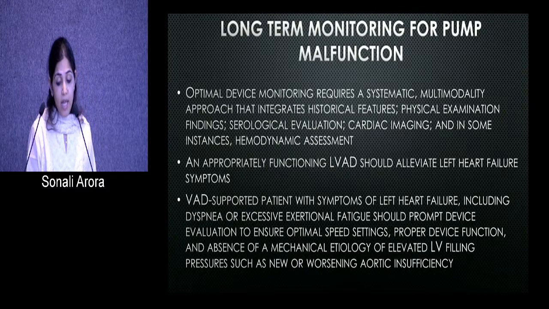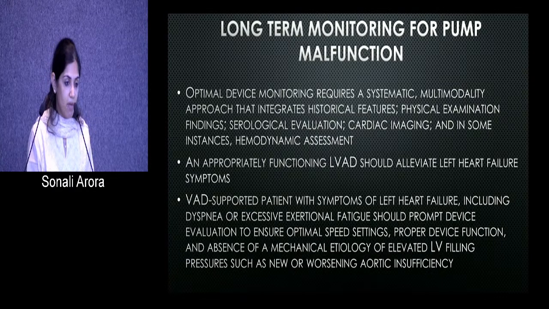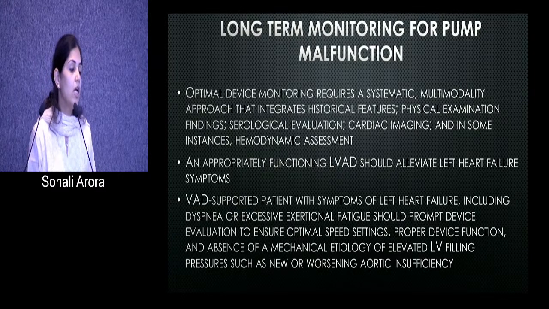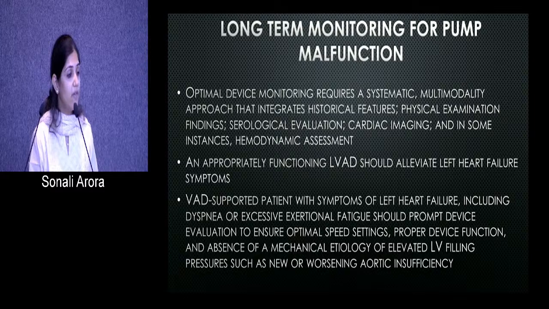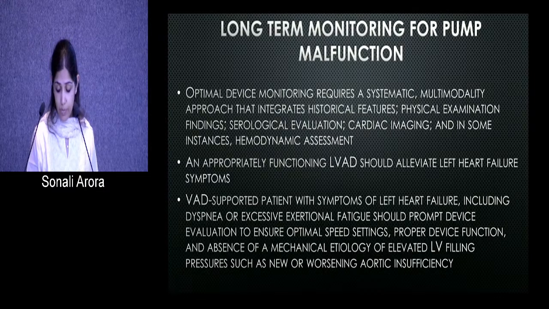And an appropriately functioning LVAD should alleviate left heart failure symptoms. So if your patient has an LVAD which you think is functioning well and has left heart failure symptoms, you're missing something. You have to think about what you're missing. Is this patient having right heart failure? So do you have to decrease the speed, or increase the diuretics? Or is this patient having suction events? Or hypertension or aortic regurgitation? Or is it a thrombosis? So if an LVAD patient does not feel well, something is definitely wrong. What will help you will be your history, physical exam, serological exam, and imaging to take further steps.